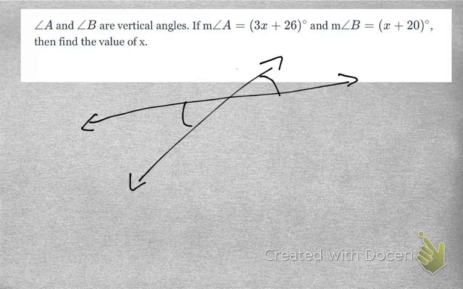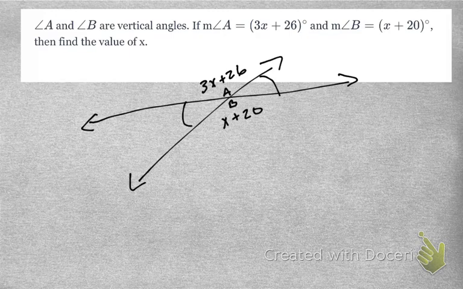All right, it's telling me that the measure of angle A, let's call this one, it's got more space to write in, 3x plus 26, and angle B are vertical to each other. So this one's x plus 20. So this one's A and this one's B. It says A and B are vertical. If the measure of angle A is 3x plus 26 degrees and the measure of angle B is x plus 20 degrees, find the value of x.